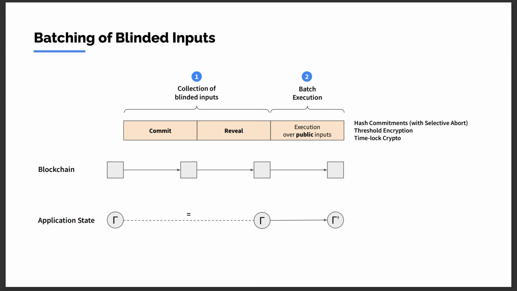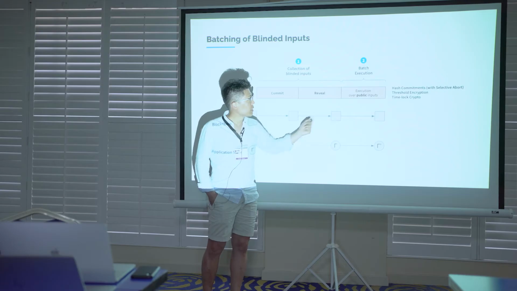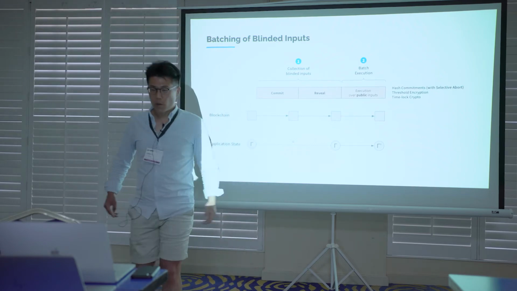Yeah, so in the collection phase we have a commit and a reveal. This reveal may or may not require some interaction by the user. We'll see a couple of examples. And then the execution over public inputs.